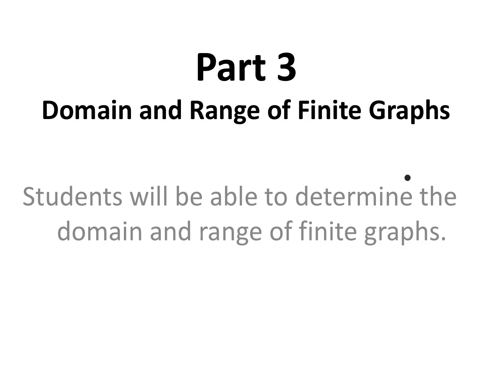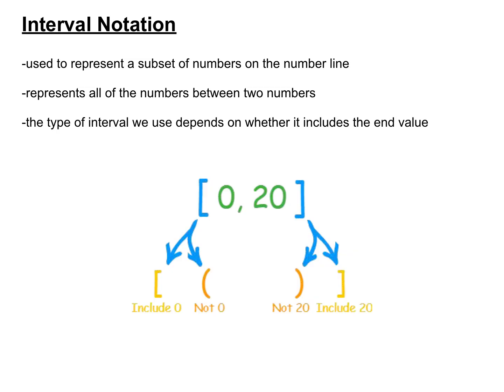In this video, you will learn about finding the domain and range of finite graphs. Interval notation is used to represent a subset of numbers on the number line. It represents all the numbers between two numbers, and the type of interval we use depends on whether it includes the end value. So if it includes the number, we use a bracket, and if it does not include the number, we use a parentheses.